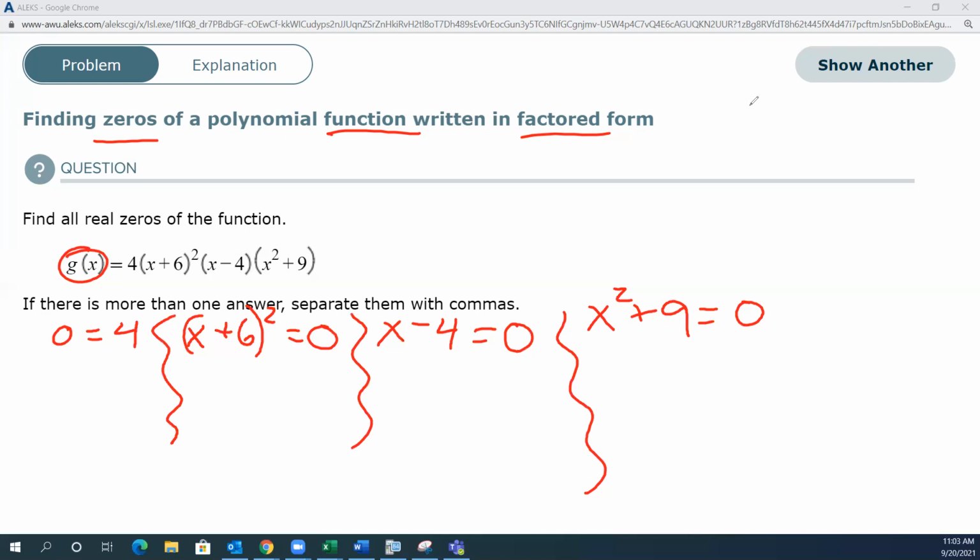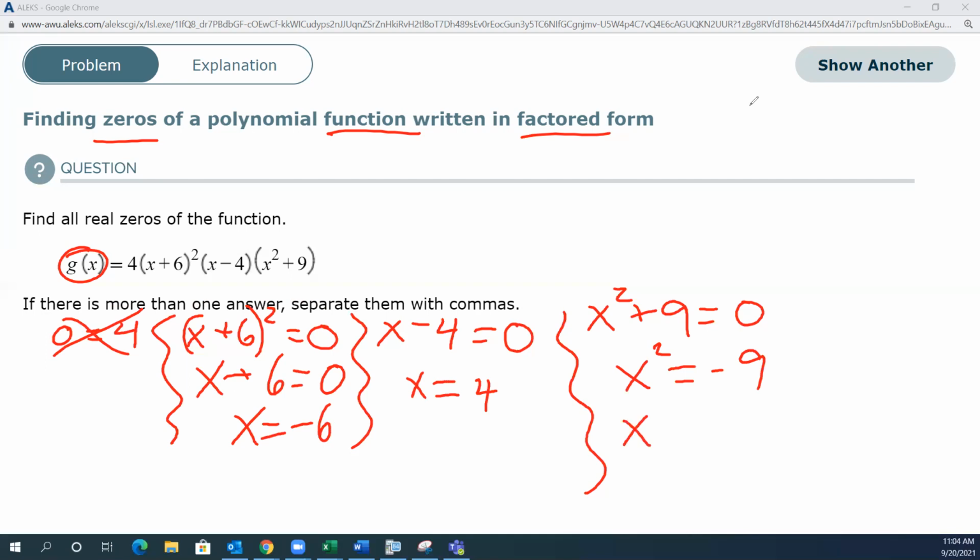Okay. And then we solve each one. Well, this first one, clearly it doesn't work. So there's no solution there. All right, no problem. The second one right there, take the square root of both sides. And we get -6. All right, so we've got one zero of the function. Cool. Add 4, subtract 9.